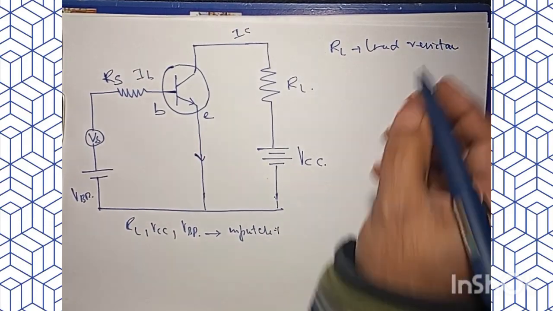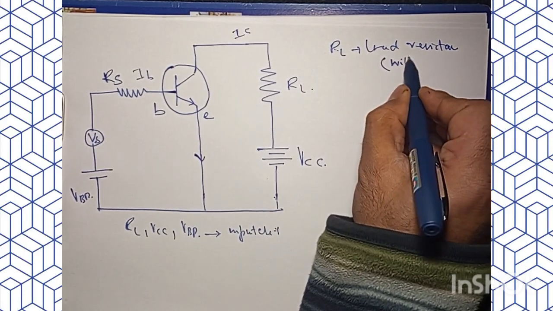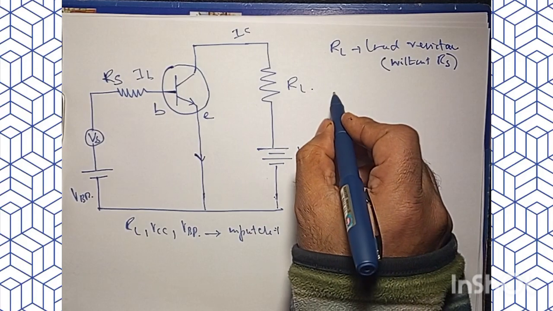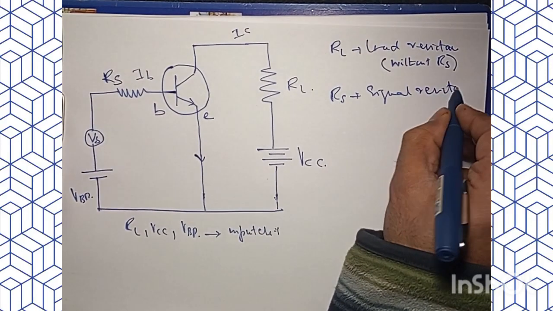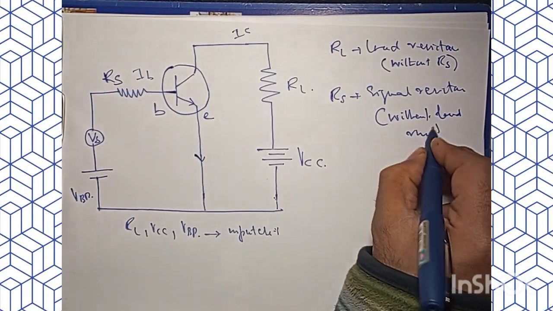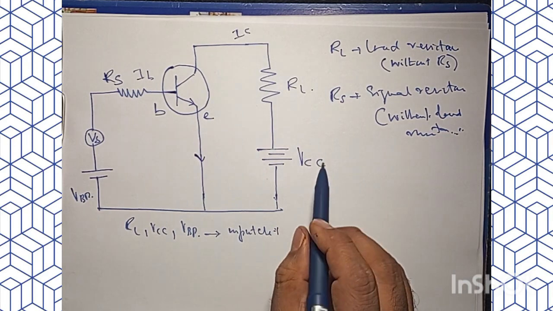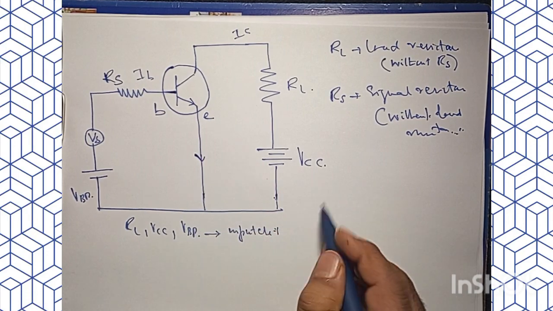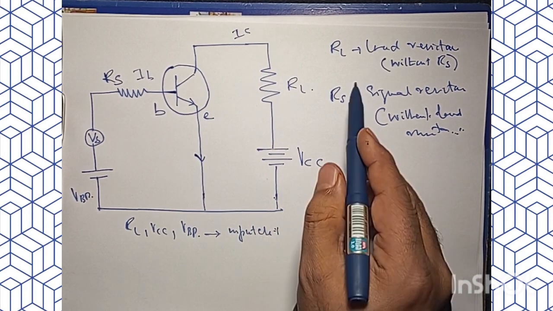So we will have an equivalent circuit with load resistance but without RS, the signal resistance, and we will have another equivalent circuit with signal resistance but without load resistance. Now, in order to have those two equivalent circuits, I would like to draw the equivalent circuit with RL and without RS for this whole configuration. So let me use the RL, but I will not use RS.